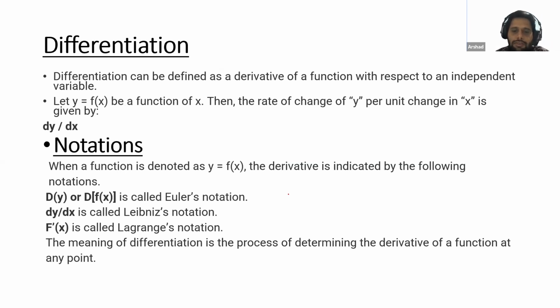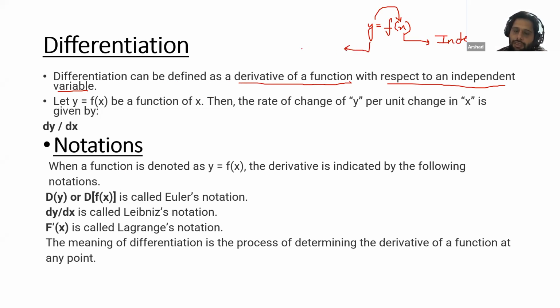First of all, we will check this theory. The same theory we will discuss again in differentiability, and I will explain in detail what differentiation is and so on. Differentiation can be defined as the derivative of a function with respect to an independent variable. If we say y is equal to f(x), then y depends on x. So x is the independent variable, and y is dependent because it depends on x.